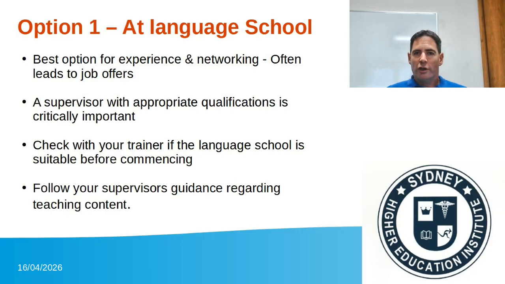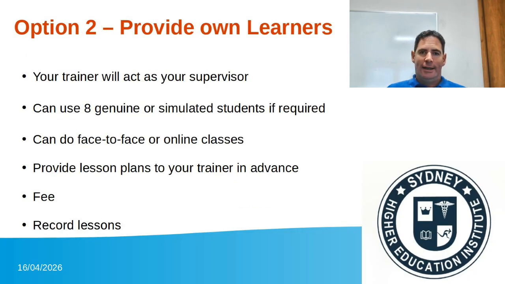Option 2 is where you provide your own learners. The trainer will act as your supervisor. You can use 8 genuine or simulated students. Genuine students are obviously a lot better and a more authentic experience. You've got two options, face-to-face or online classes. Sometimes it's easier to just get people to click on a link and join from home than getting 8 people in the same place at the same time.